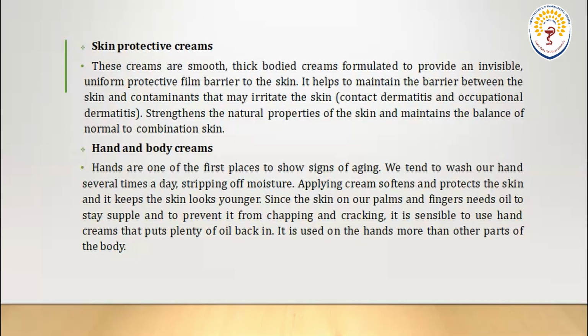Hand and body creams. Hands are often the first place to show signs of aging. So these creams are used to massage the hands and body. Applying cream softens and protects the skin and keeps the skin looking younger. It is sensible to use a hand cream that puts plenty of oil back in. It is used on the hands more than other parts of the body.